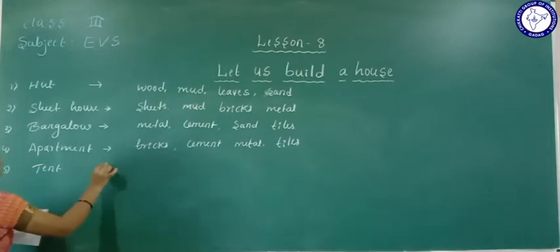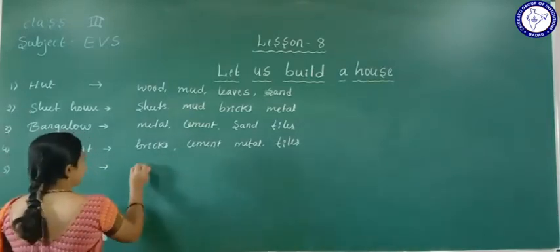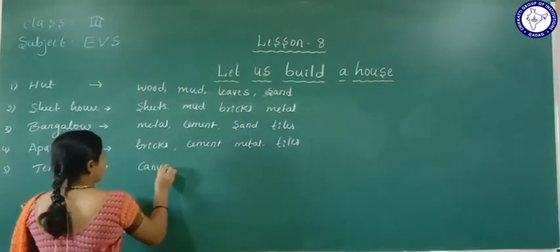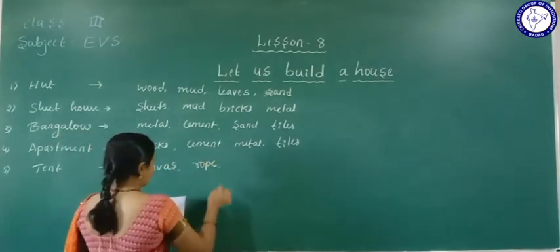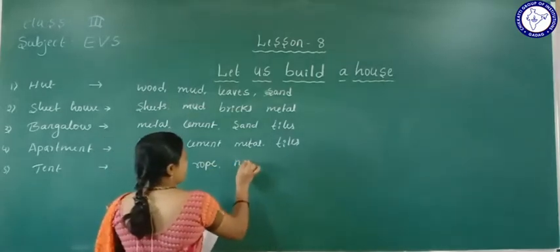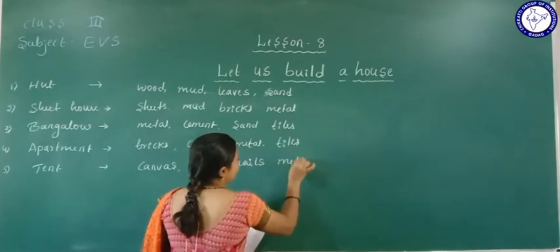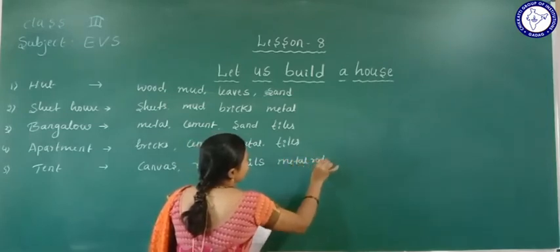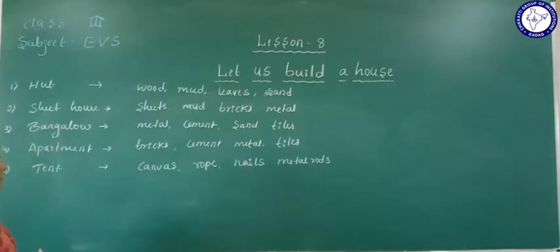Here for the tent we use canvas, rope, nails and metal rods. So these are all the materials used to build the tent. Those are canvas, rope, nails and metal rods.